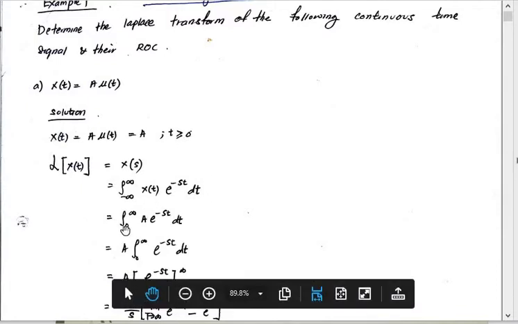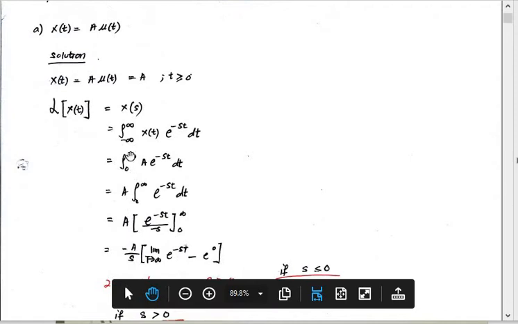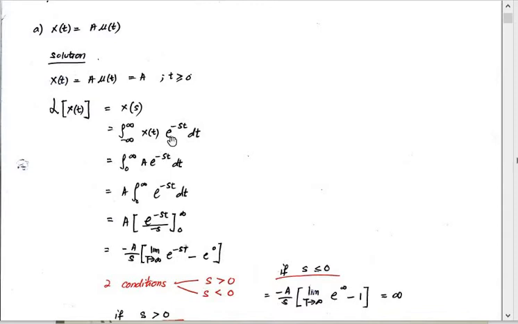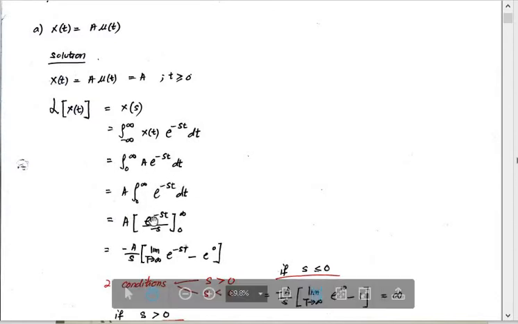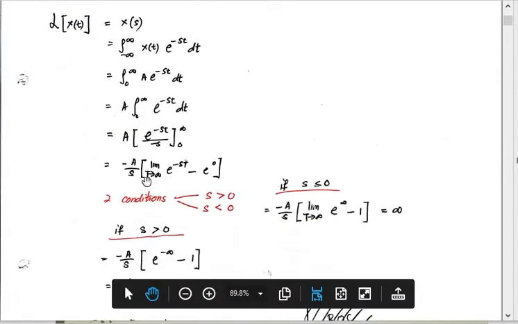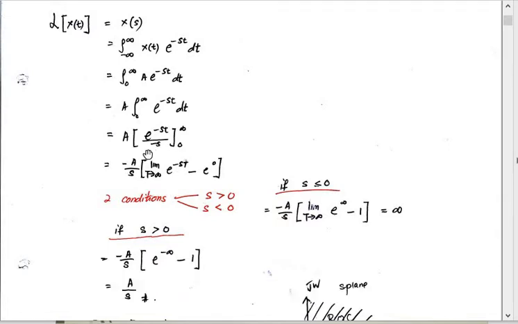So you change the limit from 0 to infinity, and you substitute the value of x(t), which is A, and you have the exponent negative st. A is a constant, so you take it out. Then you integrate exponent negative st dt. After the integration, you get the exponent negative st divided by negative s. Again, this A and negative s are actually constants, so you take them out, and then you substitute the values for infinity and 0.